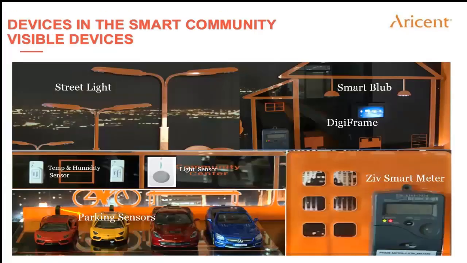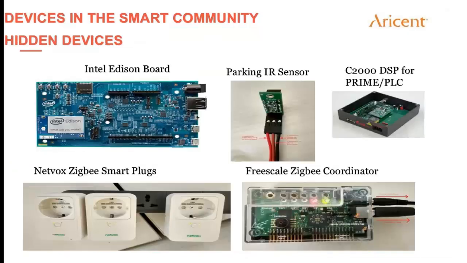The devices and equipment in this demo contain the smart street lights, smart bulbs and digital photo frames, Zigbee-based temperature and humidity sensors, BLE-based light sensors, parking toy cars, and ZIV PLC Prime smart meters. The other hidden devices are the Intel Edison board on which the Aricent IoT gateway is running, the network Zigbee smart plugs, parking IR sensors, Freescale Zigbee coordinator, and TI C1000 DSP Prime PLC board.